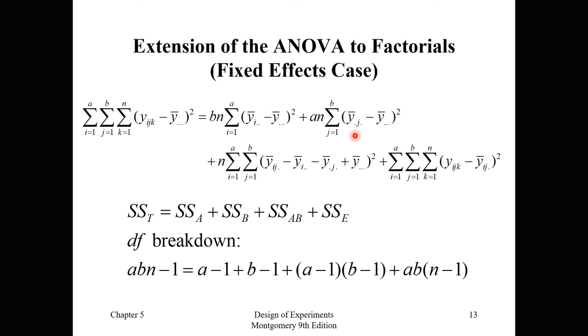Do the same thing, except now we're looking at the different factor levels in B. Those factor levels are denoted by the subscript j, so the average of the jth factor level in factor B.